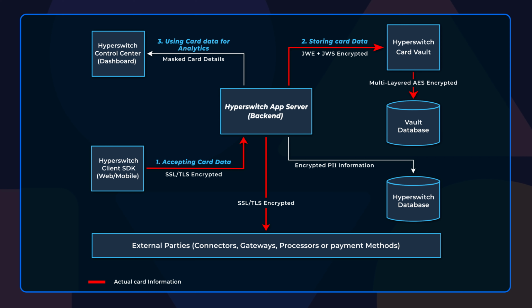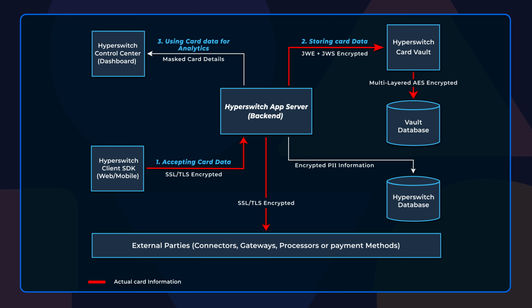Let's talk about the third use case, where we use the card data for analytics. On the Hyperswitch control center, we show masked card details just to provide more information on the type of card used to the merchant. In order to satisfy that use case, the Hyperswitch app server will just store the first 4 and the last 4 digits of the card. Since this is non-PCI data, we'll again encrypt it and store it in the Hyperswitch database. And whenever the control center requires it, we will just transmit this data to the control center. This does not come under the purview of PCI because we don't store the entire card information.